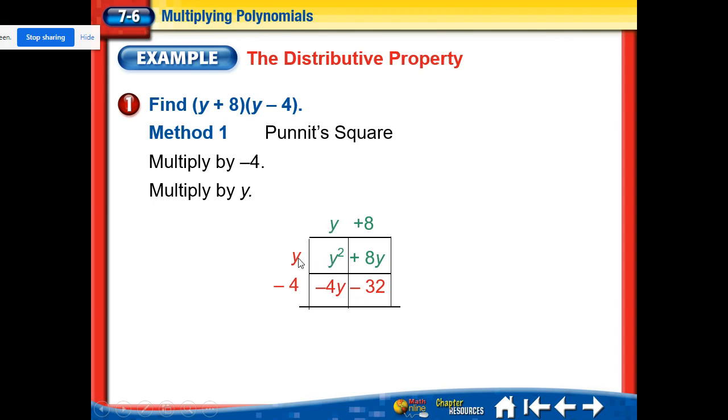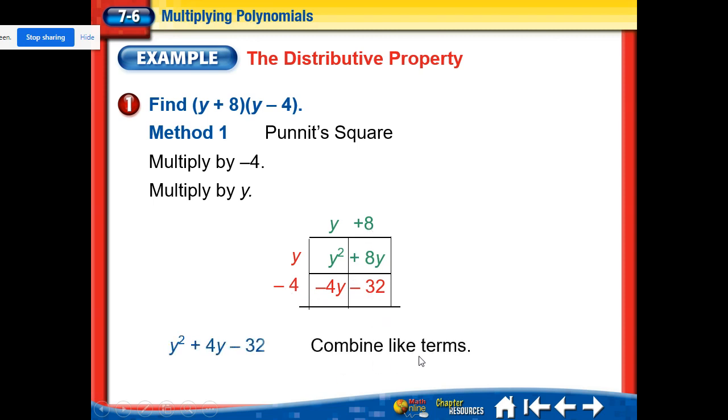And then we just kind of do the same thing that we do for Punnett Square, like you can do it for eye color or genes or whatever it is in science class. But here in the top left is y times y, or y squared. Over here is y times the 8, or 8y. Y times negative 4 is negative 4y, and negative 4 times 8 is negative 32.